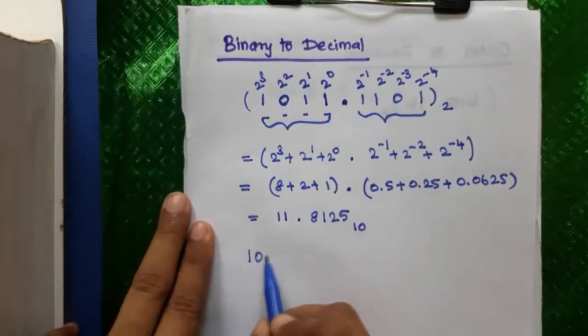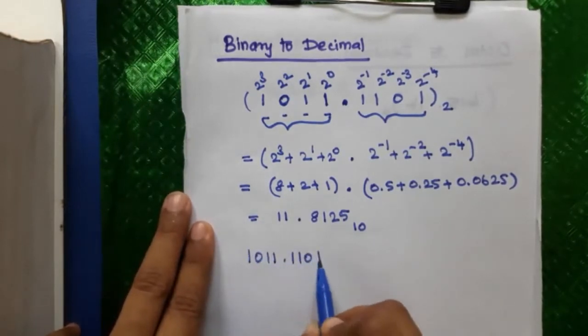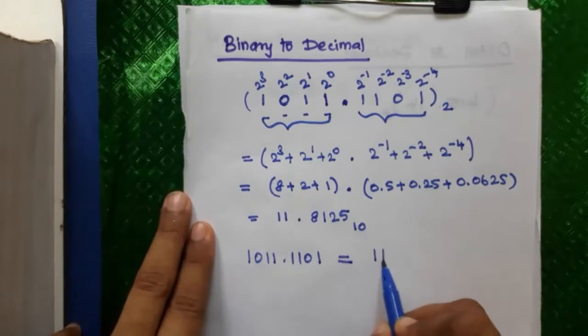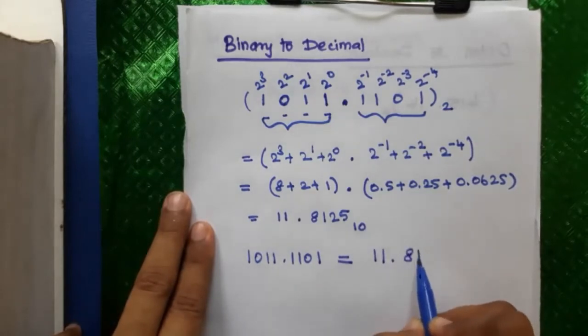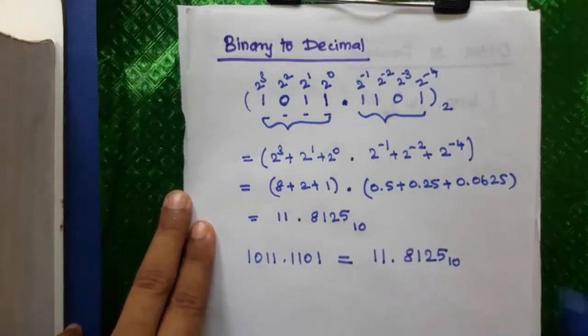So 1011.1101 is converted into 11.8125 to the base 10.